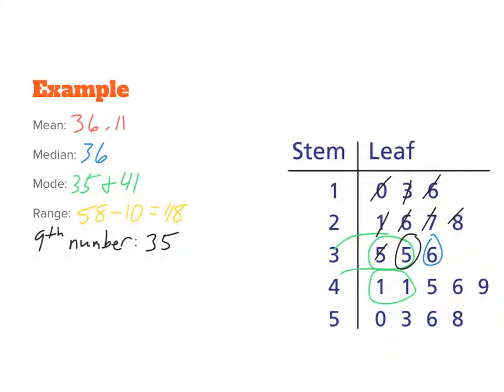So for the mean, when you add them all up, you should get 686. You're going to divide that by the 19 numbers that are there and get an answer of 36.11. The median, when there's 19 numbers, the median should be the 10th number, giving you a median of 36. The mode, there are two numbers that occur twice, which is the most often. That's going to be 35 and 41. The range is 58 minus 10, giving you 48. And the ninth number in the set is 35.